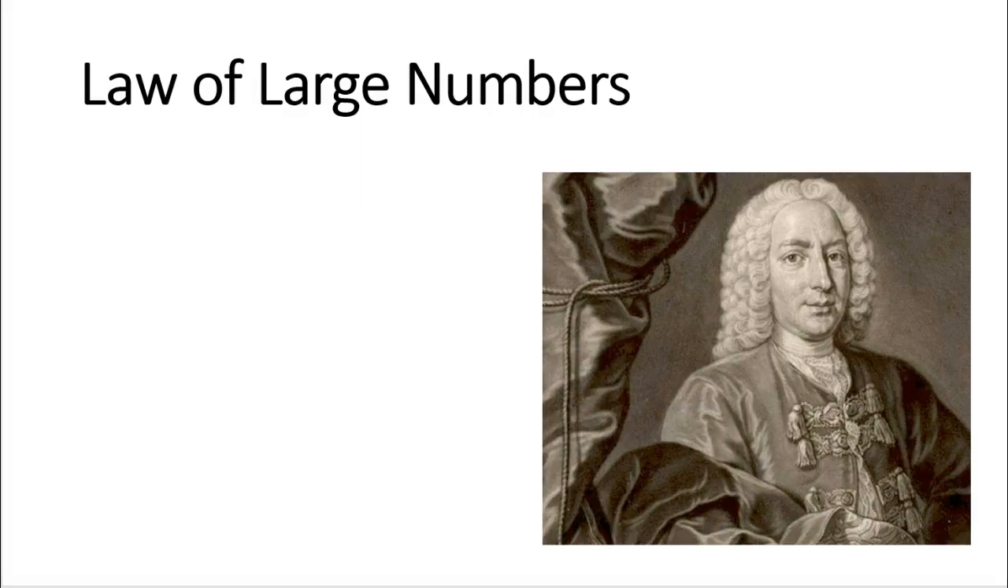Probability quantifies long-run randomness. In 1689, mathematician Jacob Bernoulli proved that as the number of trials increased, the proportion of occurrences of any given outcome approaches a particular number in the long run. Bernoulli's result is called the law of large numbers. Note, this only applies to the long run. In the short run, things can be quite different.